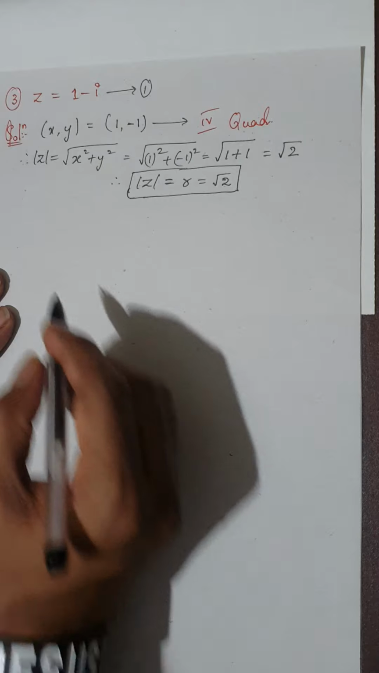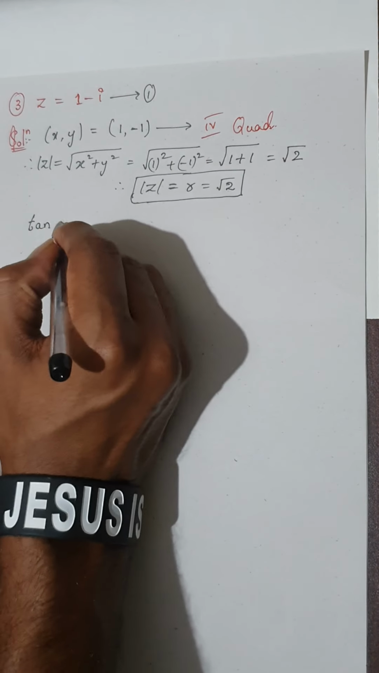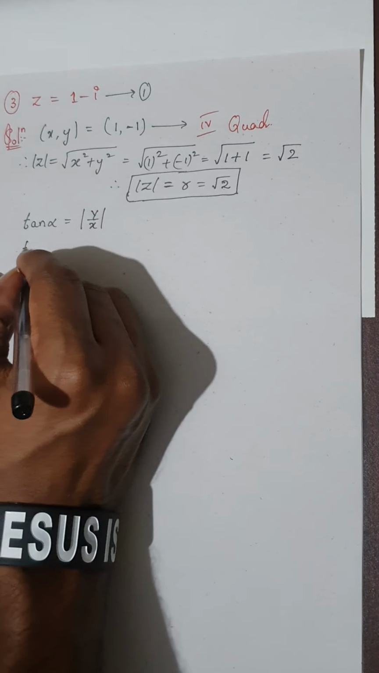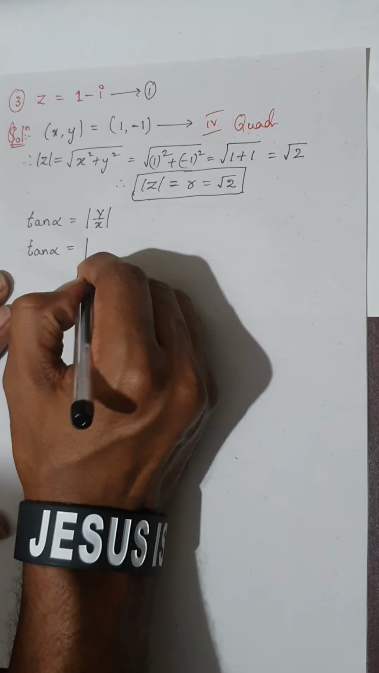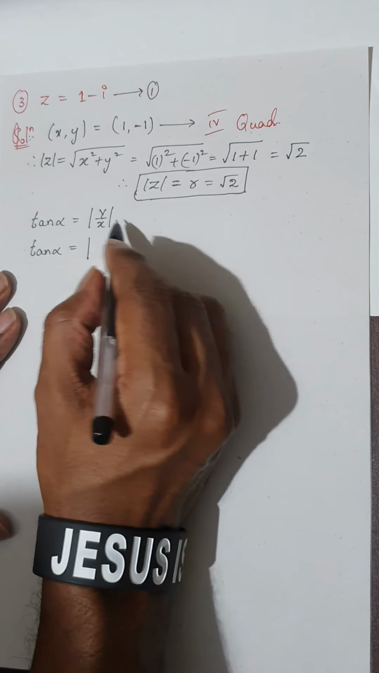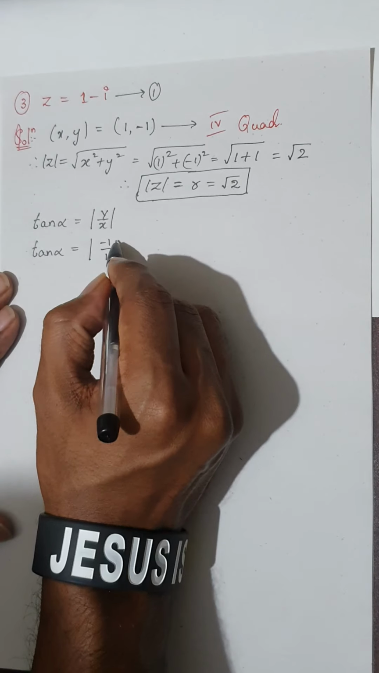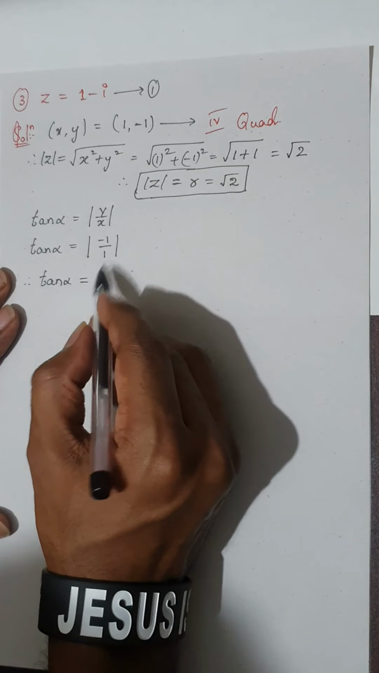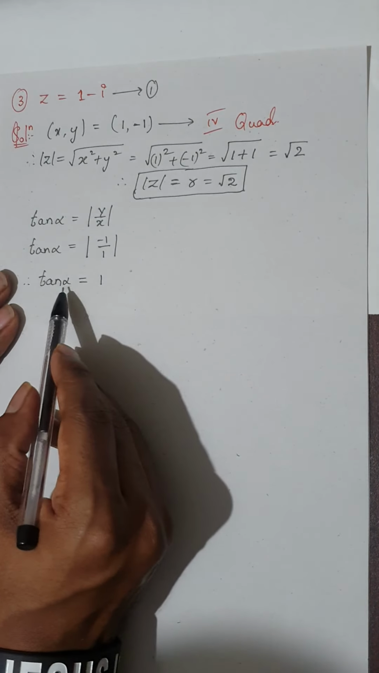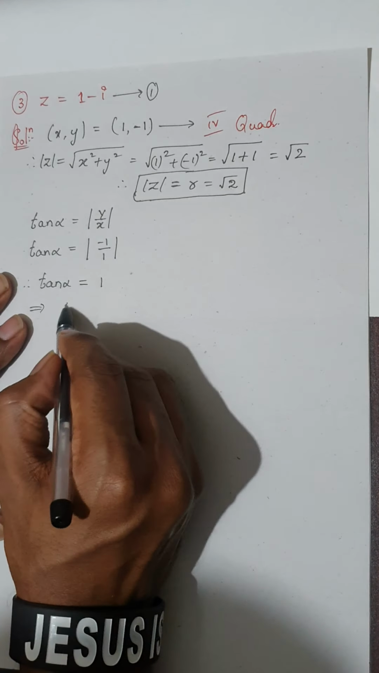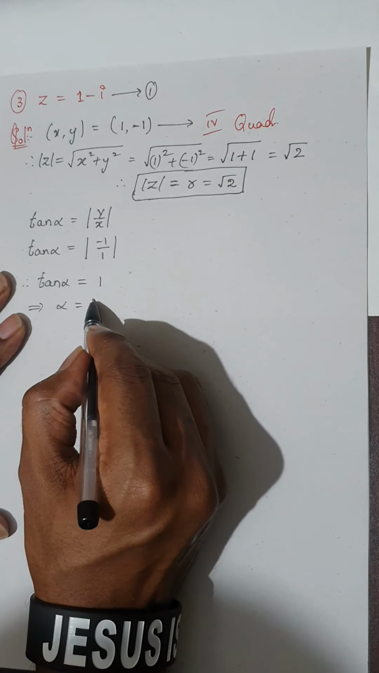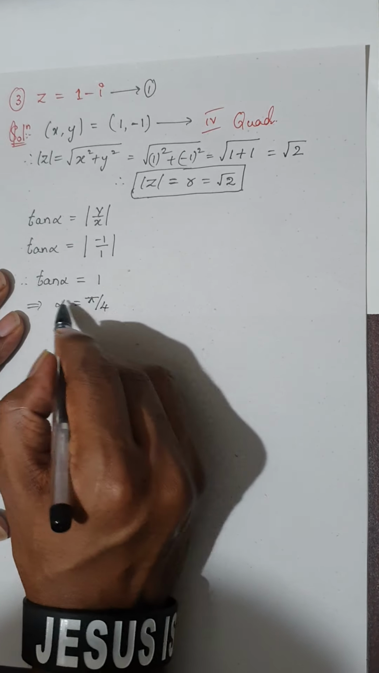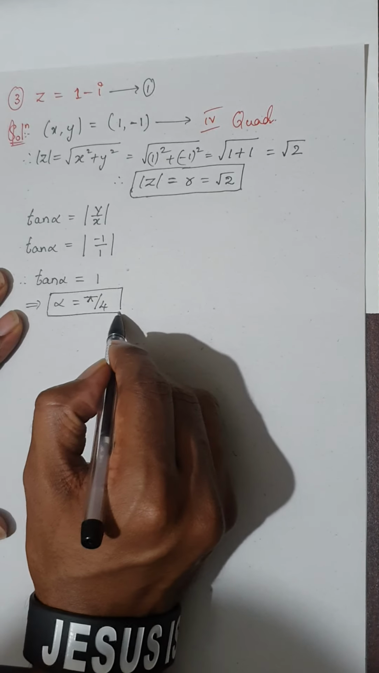Is it clear? So to find out my amplitude value, I want the value of alpha. So tan alpha is equal to modulus of y by x. So this will give me tan alpha is equal to modulus of, what is y value? Y value is minus 1, x value is 1. Therefore, you will get tan alpha is equal to modulus of 1 by 1 is nothing but 1. Tan what value is 1? We all know tan 90 is 1. Sorry, tan 45 is 1, not 90. Tan 45 is 1. Therefore, 45 is pi by 4. You will get the alpha value as pi by 4.